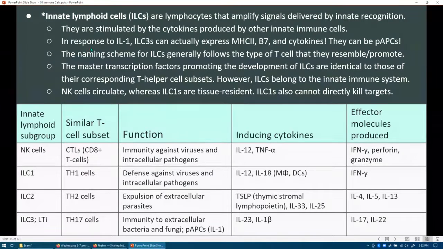And a couple of other fun facts. In response to IL-1, your ILC3 cells can actually express MHC2, they can produce B7, and they make cytokines, meaning ILC3s are technically a type of antigen-presenting cell as long as they've already been stimulated with IL-1. They can present antigen, weirdly enough. I don't think we've figured out the significance of that yet, but they can express MHC2.